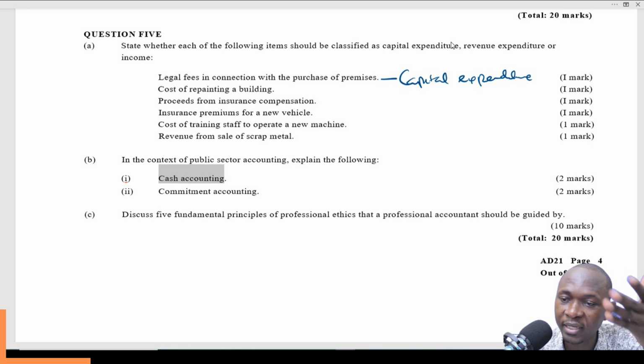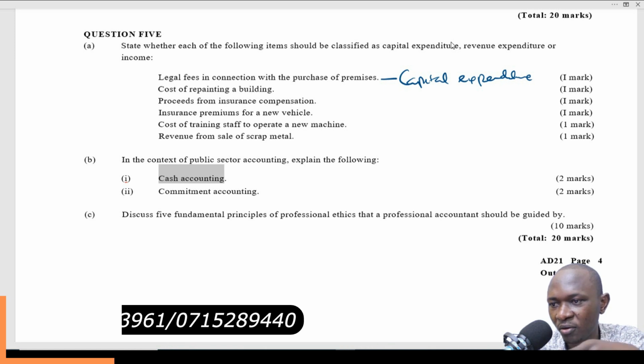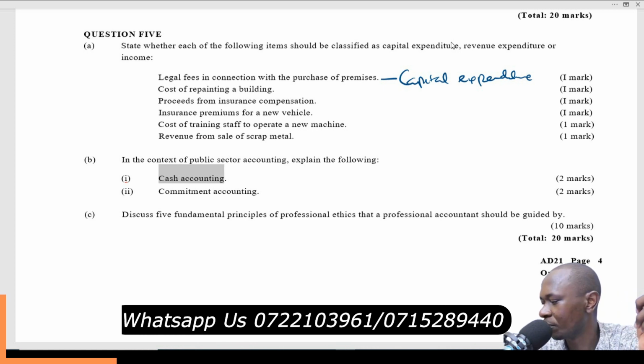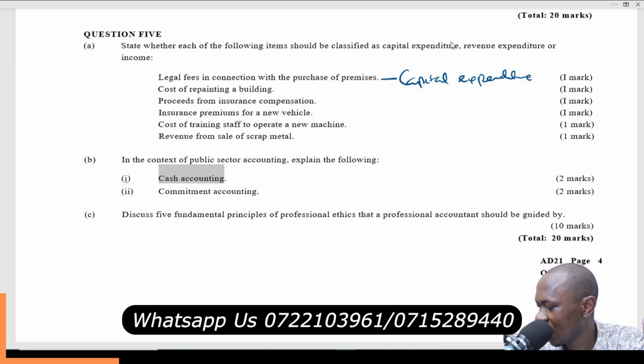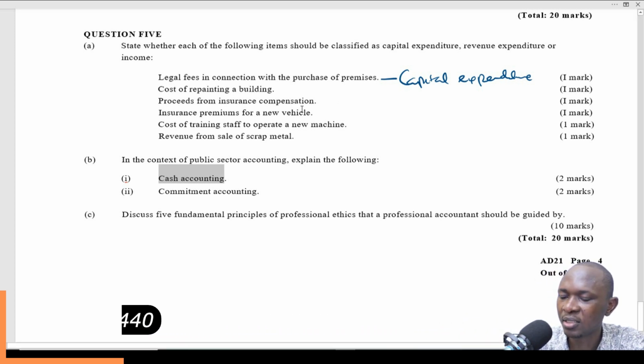It is required that you meet that cost before the asset in question can be put into use, or you can start enjoying the benefits of that asset. That becomes a capital expenditure and is supposed to be capitalized. So legal fees in connection with the purchase of premises is a capital expenditure. Without incurring these legal fees, we may not be able to purchase that particular house. So that one is a capital expenditure.